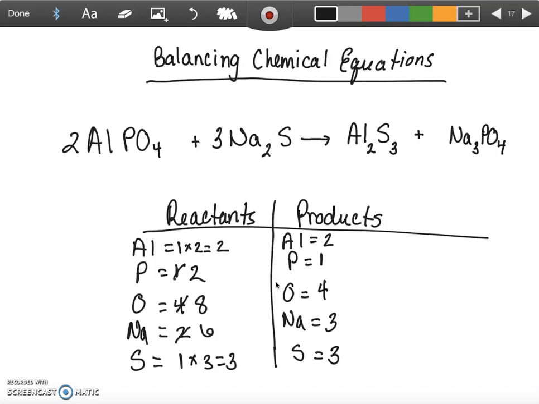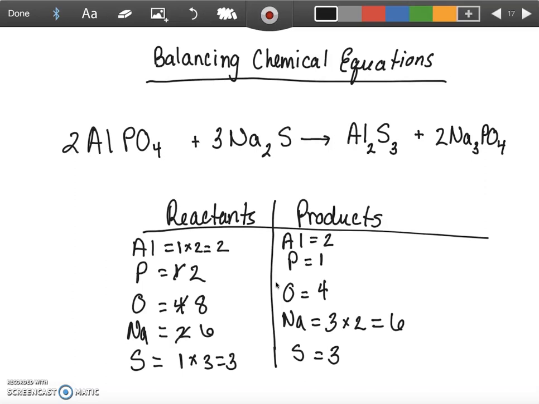Okay, now I can go through and try to take care of the sodiums. I've got 6 on the reactant side and only 3 on the product side. So I'm going to need to multiply this by 2 to get that to 6, which means coming up here and finding where my sodiums are and putting a 2 there. I now have 6. But look what else I changed. The phosphoruses and the oxygens.